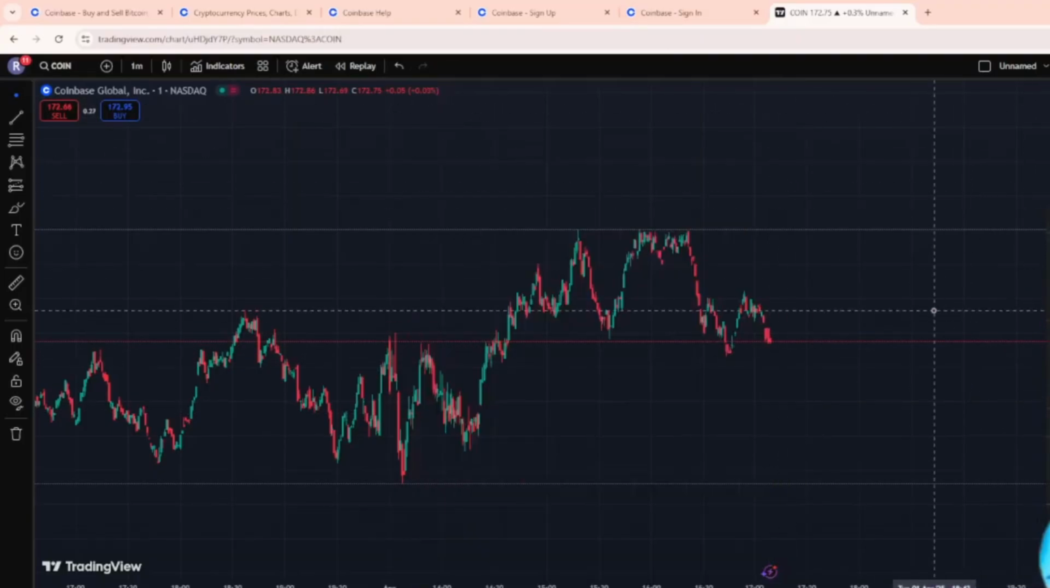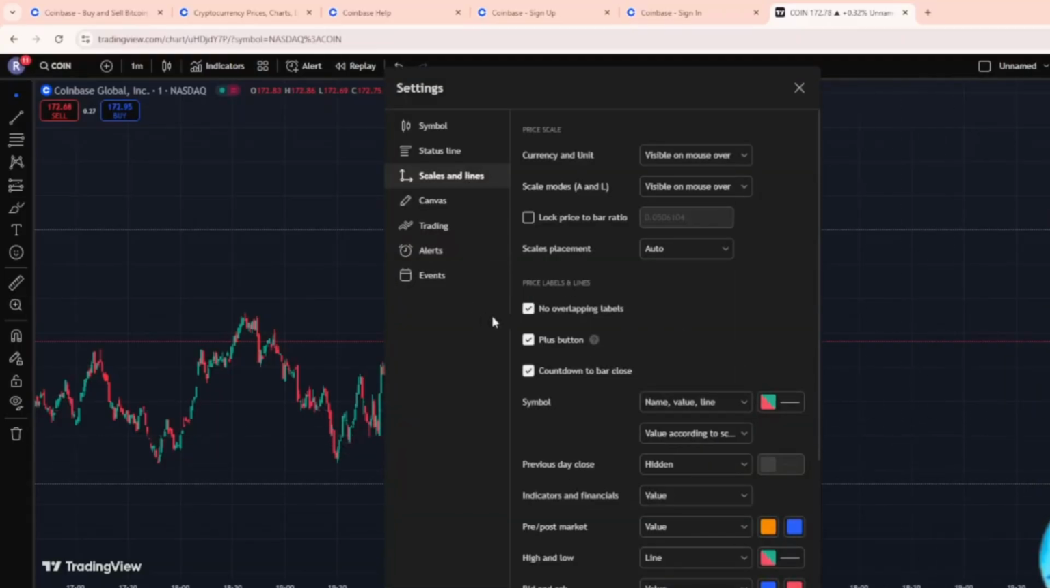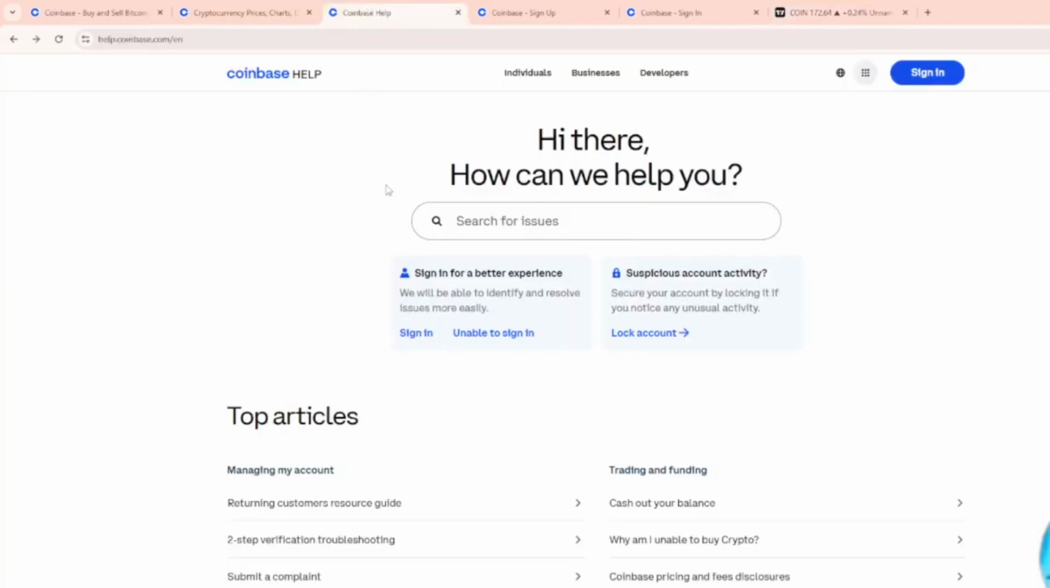Once your trade is open, monitor it closely. Use stop loss and take profit orders to help manage risk, and remember that holding leverage positions may include funding fees.